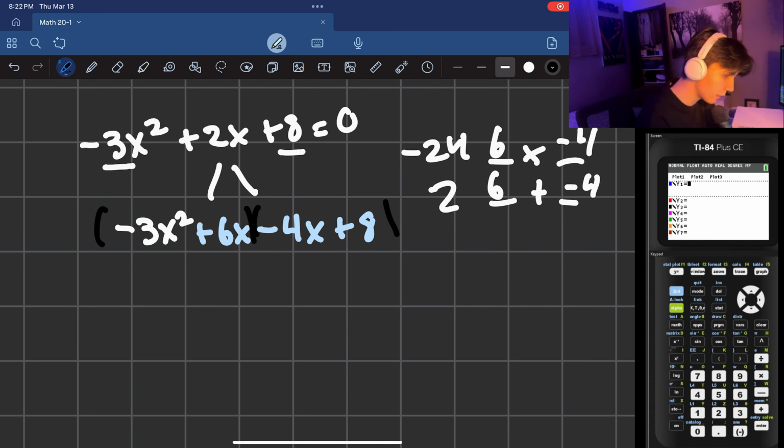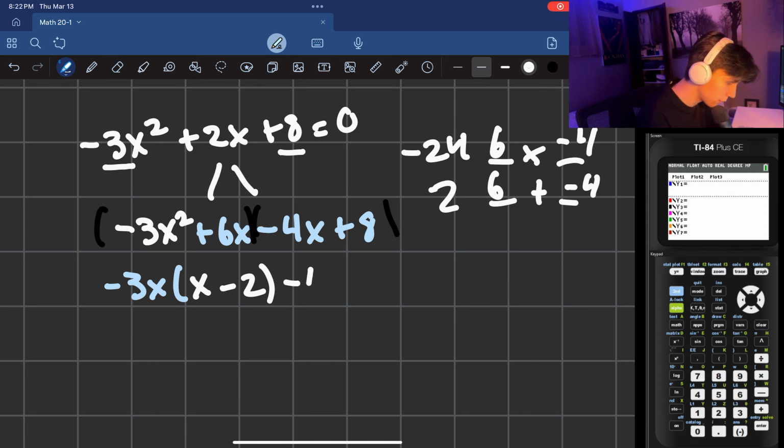and you can factor out whatever's common between the two. So there's a common negative 3x in the first bracket. Factor out that 3x, and you get x minus 2. And then in the second bracket, there's a common 4 that you can factor out. So you get negative 4, and then x minus 2.